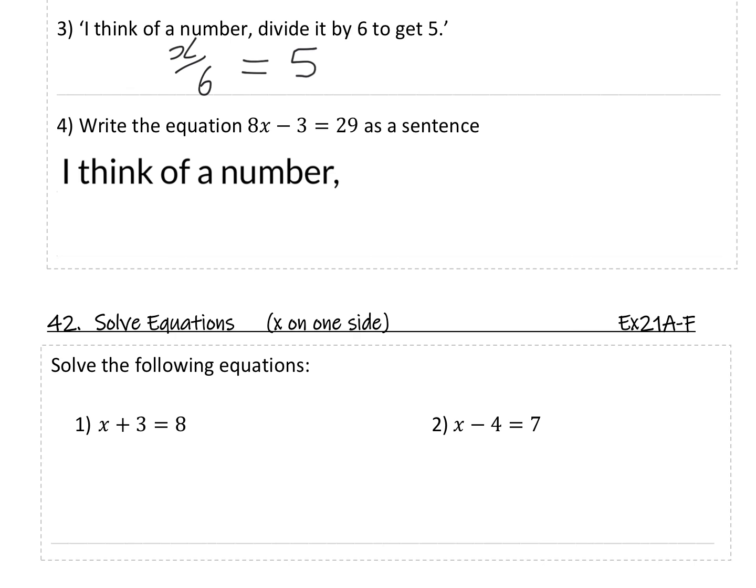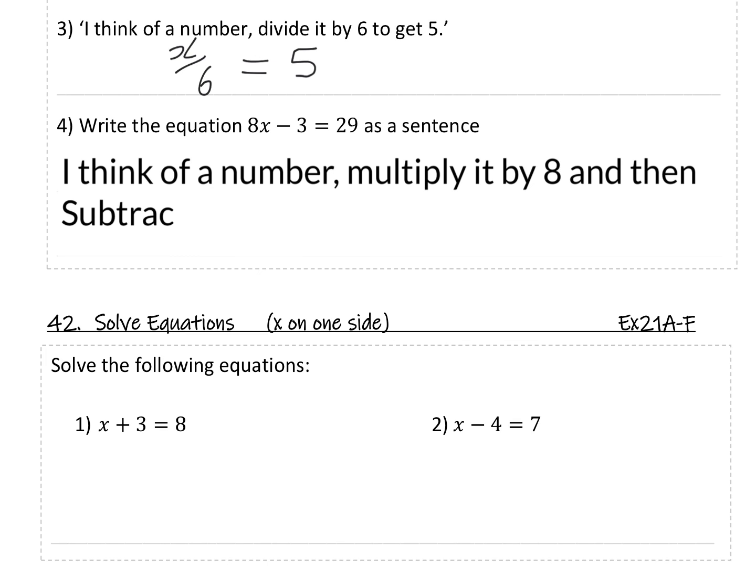So I think of a number, multiply it by 8, and then what? Well, it's 8x, take away 3, or 8x minus 3, so 3 is being subtracted from the 8x. So I think of a number, multiply it by 8, and then subtract 3. And then the answer is 29. So I could say I get, or the result is, and then 29. So the result is 29.